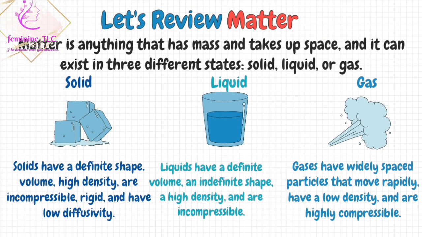We will review matter. We know that matter is anything that has mass and takes up space, and it can exist in three different states: solid, liquid, or gas. We know solids have a definite shape, volume, high density, and are rigid. They also have low diffusivity, while liquids have a definite volume, an indefinite shape, a high density, and are incompressible. As for gases, they have widely spaced particles that move rapidly. They have a low density and are highly compressible.